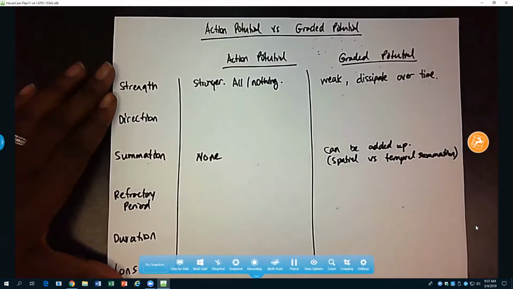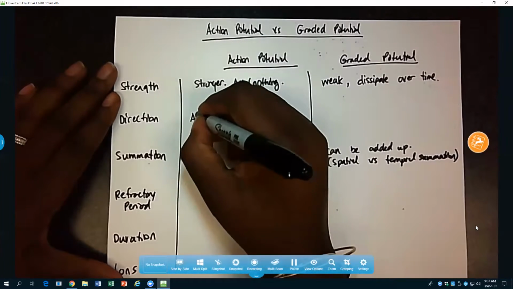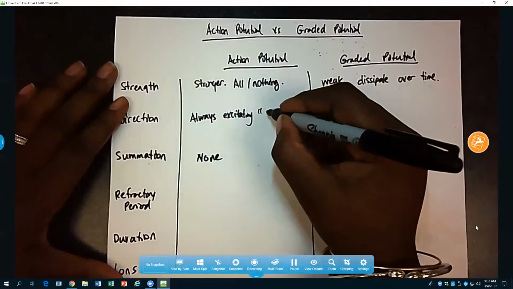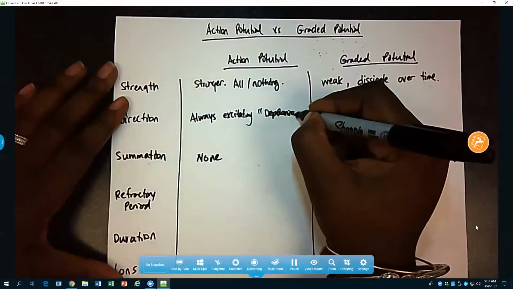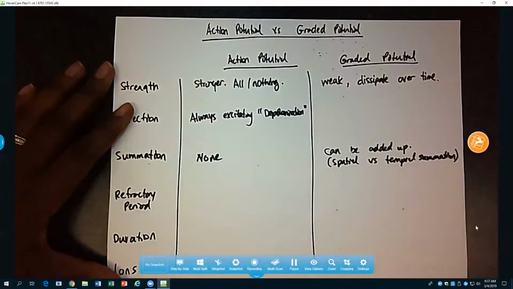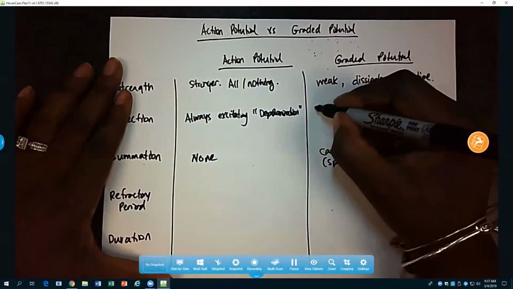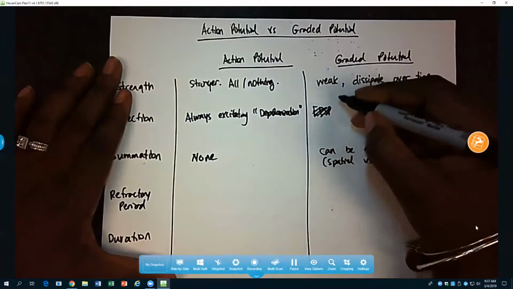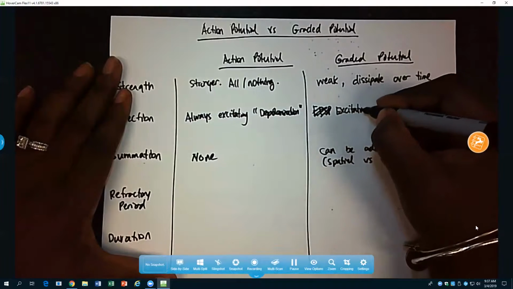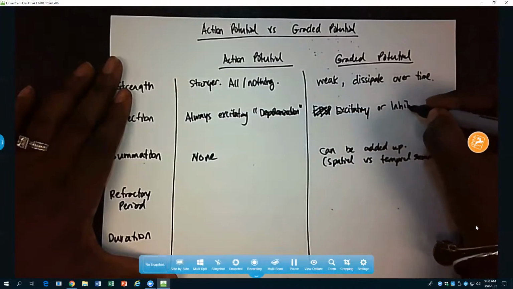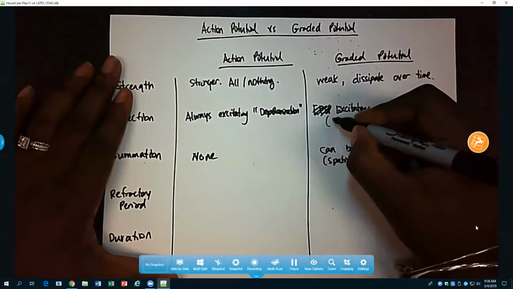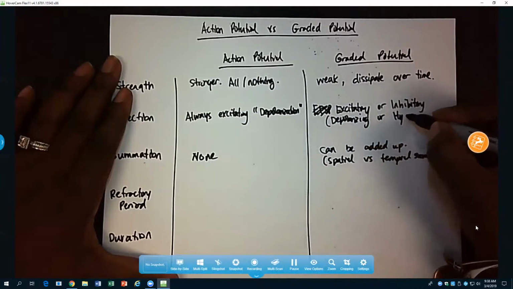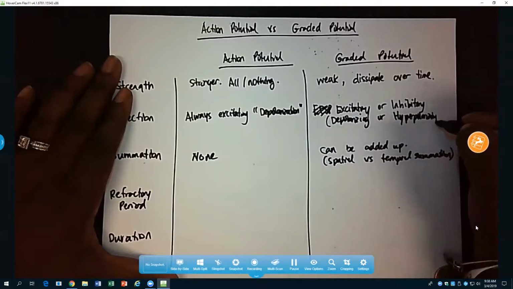Right. So that's the first thing here. The action potentials are always excitatory, and this we call depolarization. Okay. Whereas graded potentials could either be excitatory, we'll say EPSP, or inhibitory, which could be either depolarizing or hyperpolarizing. Okay.